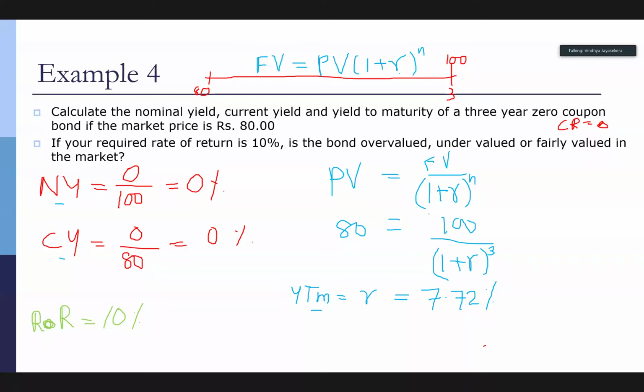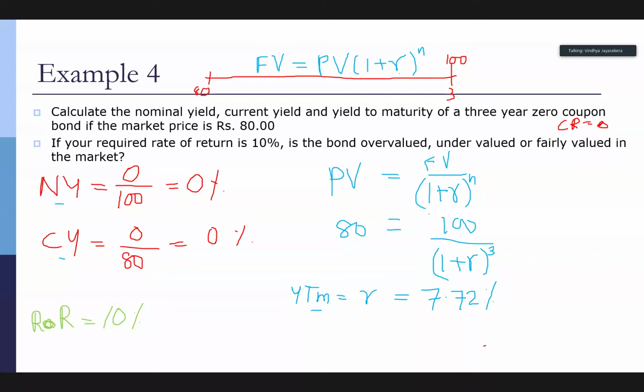So you all should see that your bond is overvalued, right? Overvalued because you want a return of 10%. That's your required rate of return. You want a return of 10% for the risk that you're taking. This bond, if you buy it at 80, will give you a return of 7.7%. Not enough. You want 10 to compensate you for the risk that you're taking. This bond will give you 7.7. Inadequate, right? The bond is overvalued.